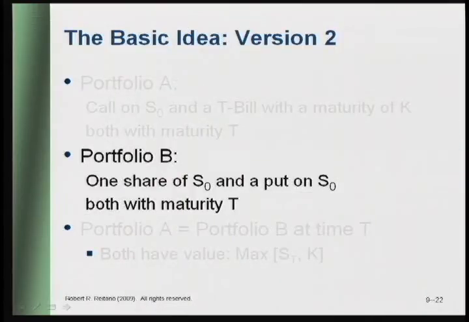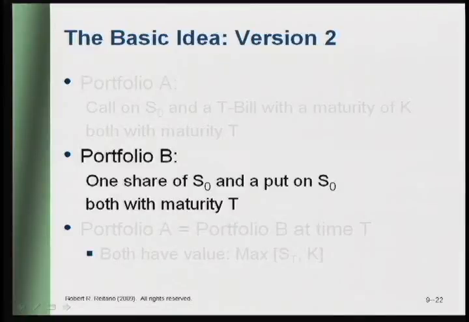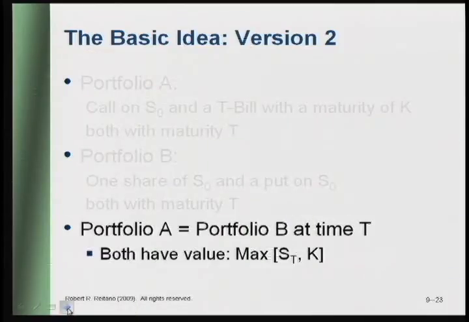Portfolio B is one share of the stock and the long put. In the same way that a call and a T-bill is a natural package, so is a share and a put. The reason is, a put is the option to sell a stock. Well, if you own the share, you have the share to sell. So it's a natural pairing. Once again, we can conclude that at time t, these portfolios have the same value. And in fact, the value will be the greater of the strike price K and the value of the stock. So let's see why that's true.